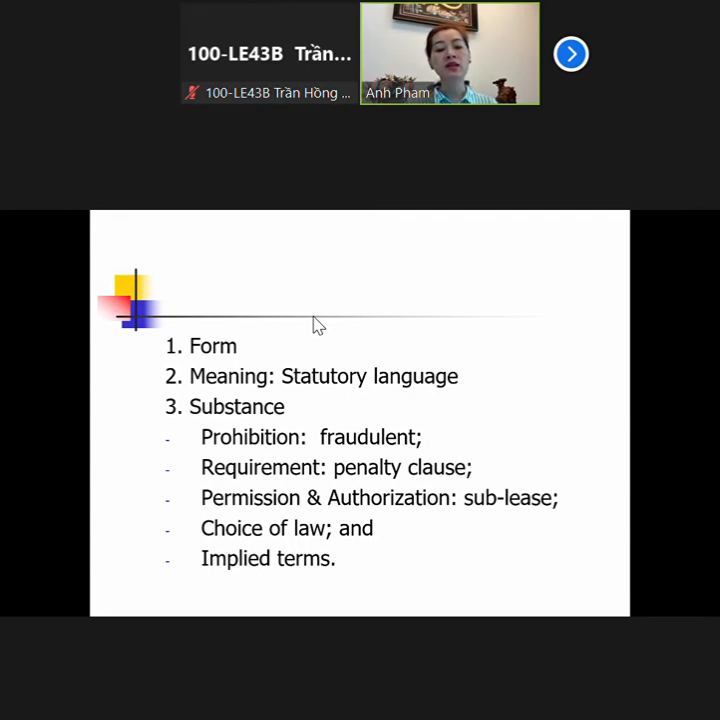Now, for example, in case of fraudulence, people cannot trick the other party into entering a contract, especially in the case of contracts with consumers, right? And people cannot enter into a contract for the sale of human beings. No, right? And if you want to buy weapons, guns, rifles, can we do that?